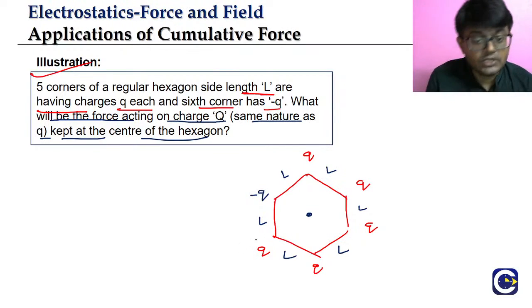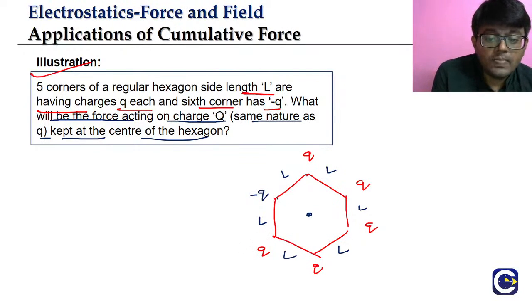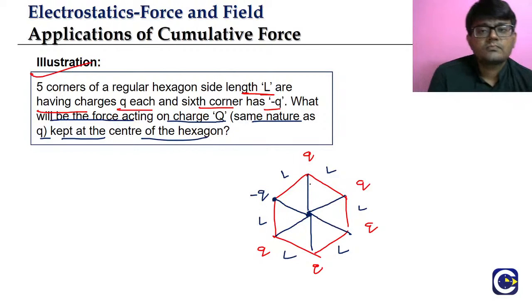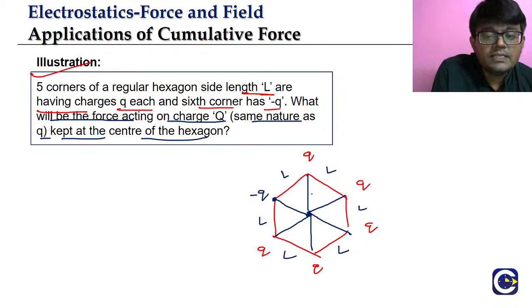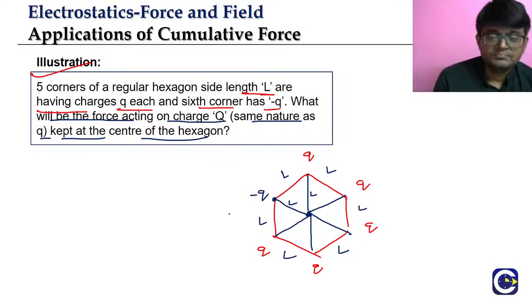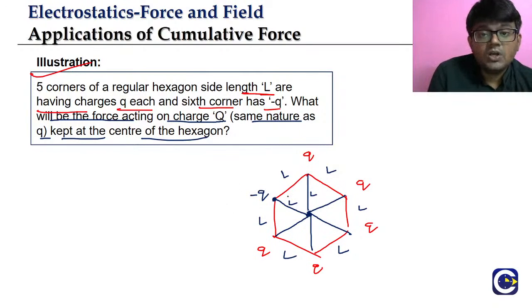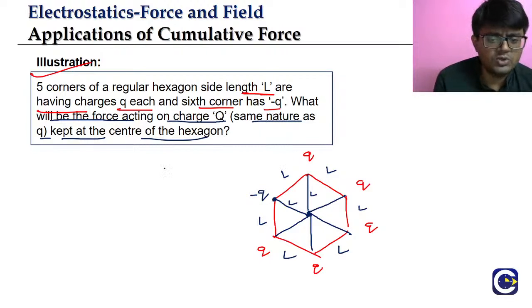In a regular hexagon, if you look at the distance from any corner to the center, the distance will be the same as the side length. For a regular hexagon, the distance from corner to the center will be the same as the side length. If you want, you can prove it. How do you prove it?